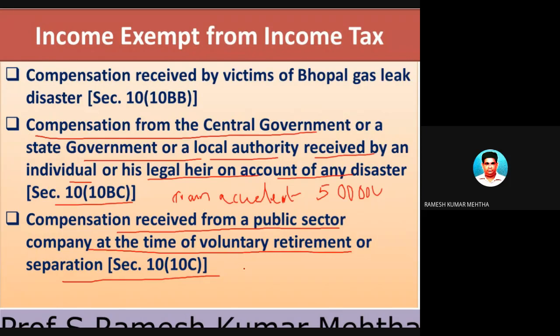So if an employee has opted for voluntary retirement and he has got a lump sum payment as compensation from the public sector company, for example 10 lakh rupees, then subject to certain conditions and exemptions, this amount is exempted from tax under section 10(10C).